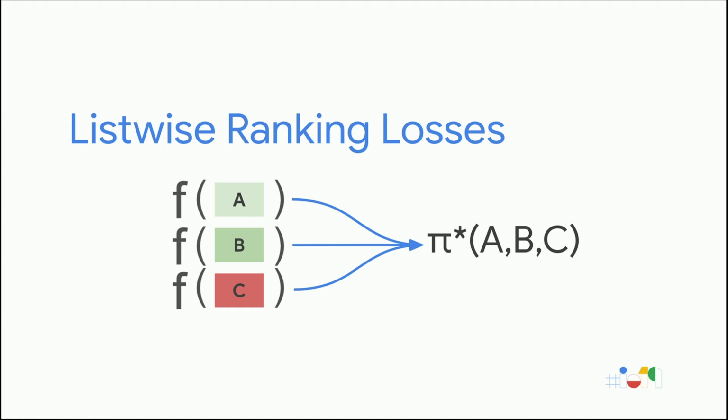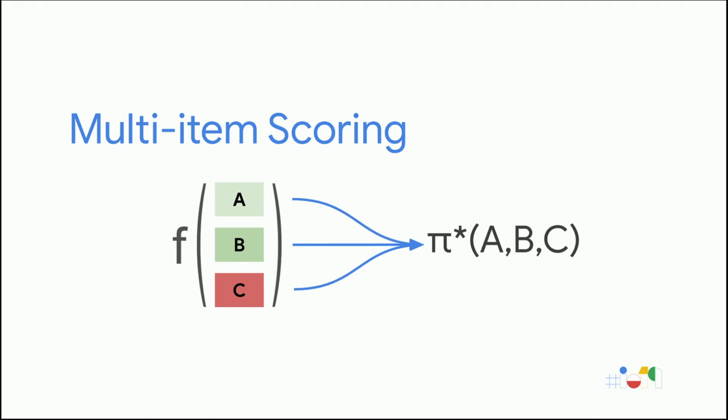One new development we propose in TensorFlow ranking is this idea of multi-item scoring. So unlike in the previous slide, where the function f takes one item at a time, in a multi-item scoring scenario, the function f takes all the items at a time and produces the optimal ordering, pi star. This is really important for complex interdependent inputs and allows us to use the context of other items to make better ranking decisions.